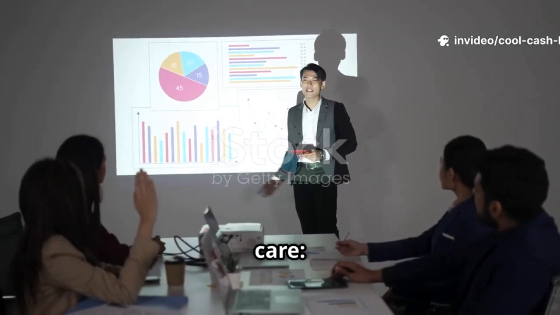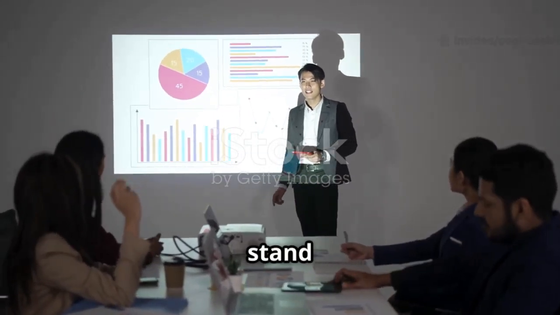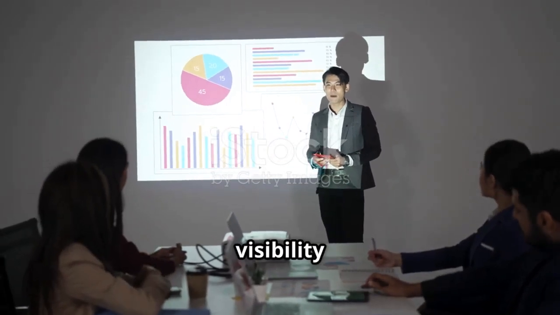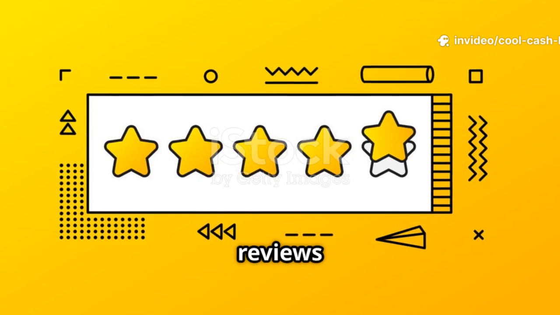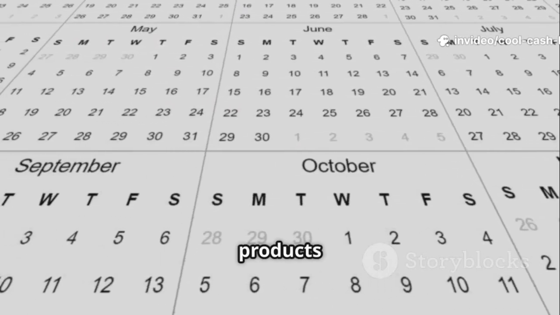Here's why you should care. Schema Markup helps your content stand out in search results. More visibility equals more clicks. It can add features like star ratings for reviews, event dates for webinars or launches, price and availability for products, FAQs right under your search listing. It also plays a role in AI readiness, meaning as search engines get smarter, they'll favor sites with well-structured data.